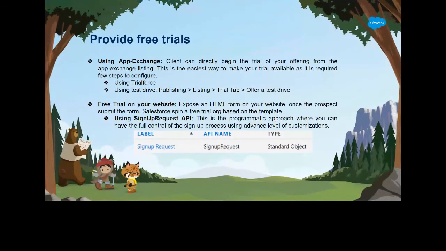Now the other one is the free trial on your website. As I said earlier, there is an option where you want more control over the sign-up process. You want to control how many fields and what should happen. Let's say when a user submits the sign-up request, should I create some other request, or do I want to automate something else in my org when the user submits the registration form. If you require those kinds of customizations, you will go with the API approach. Salesforce provides a sign-up request API. This is a programmatic approach to give you full control of your sign-up process.